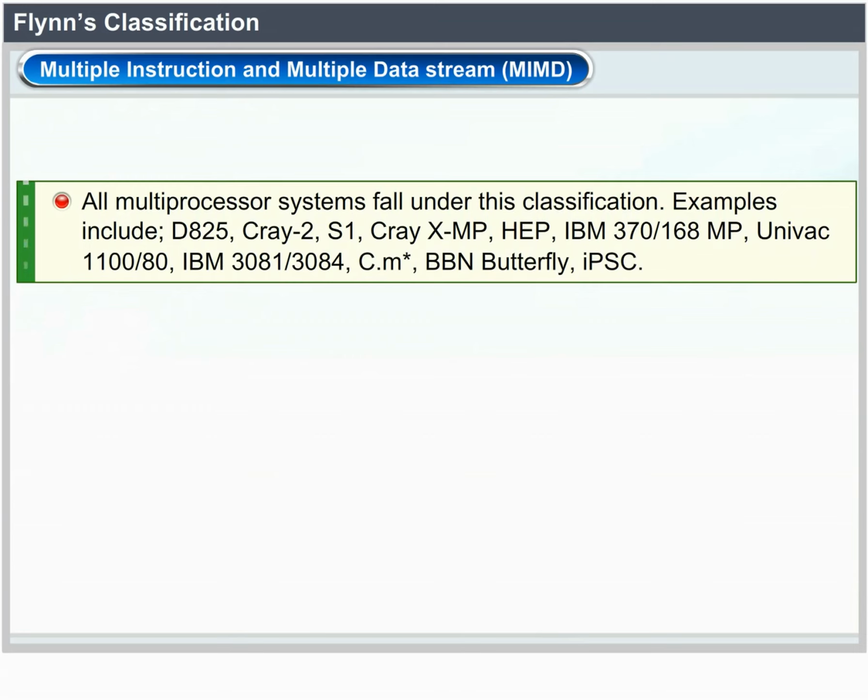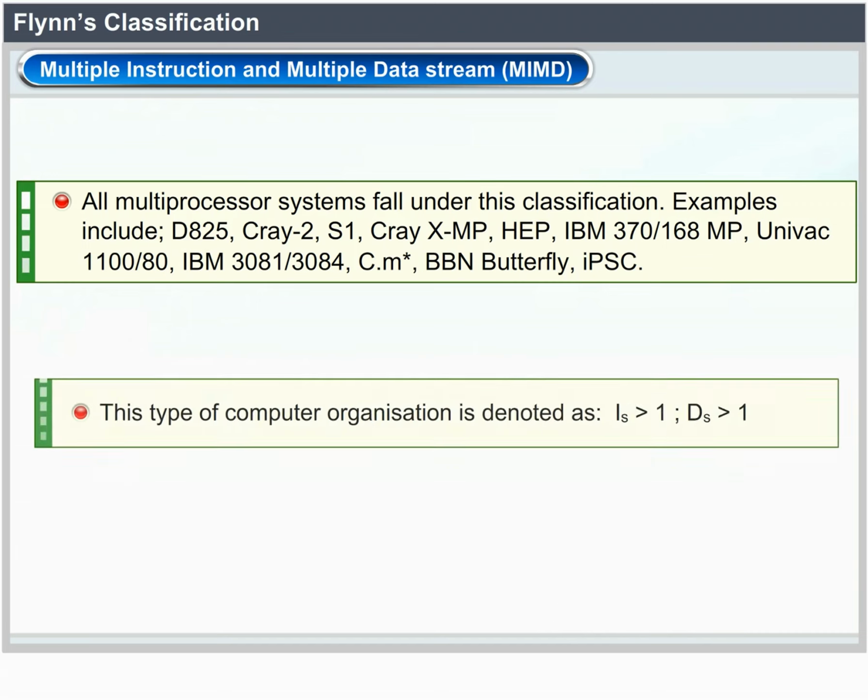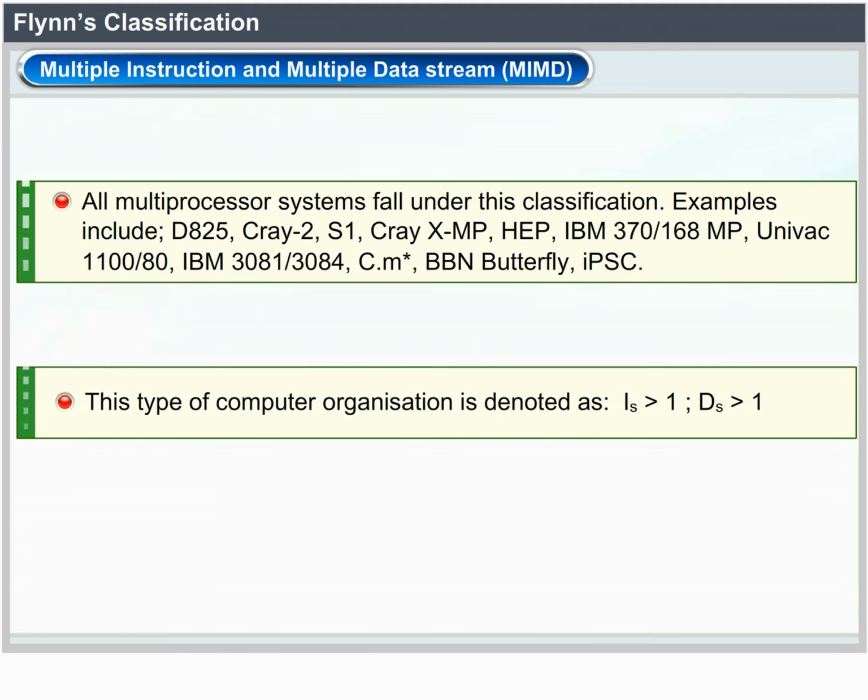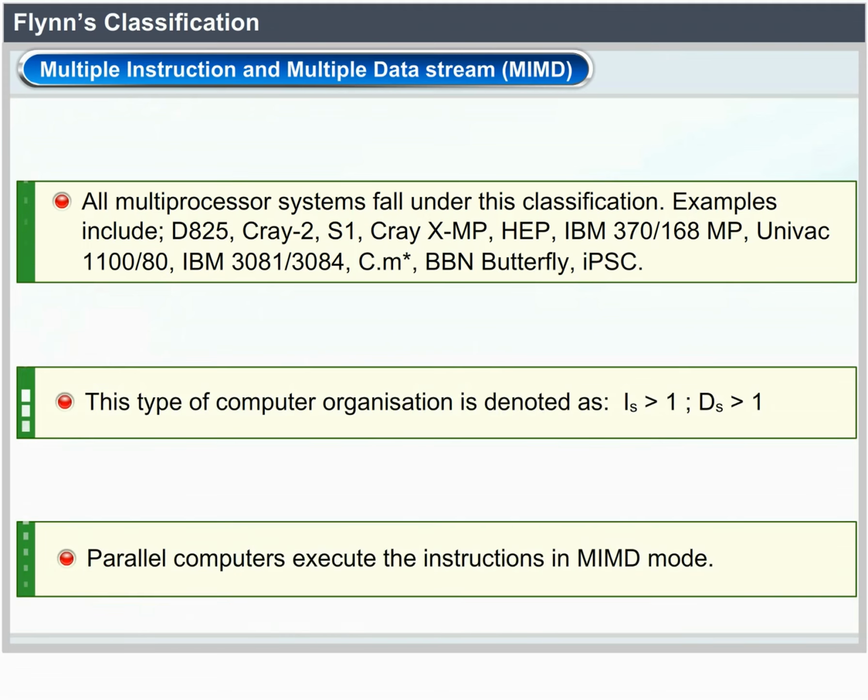Examples include D825, Cray 2, S1, Cray X-MP, HEP, IBM 370-168MP, UNIVAC 1100/80, IBM 3081, 3084, Cm*, BBN Butterfly, iPSC. This type of computer organization is denoted as IS greater than 1 and DS greater than 1. Parallel computers execute the instructions in MIMD mode.